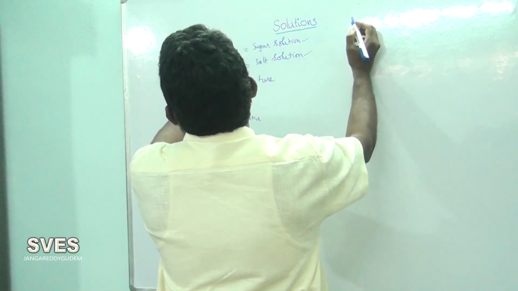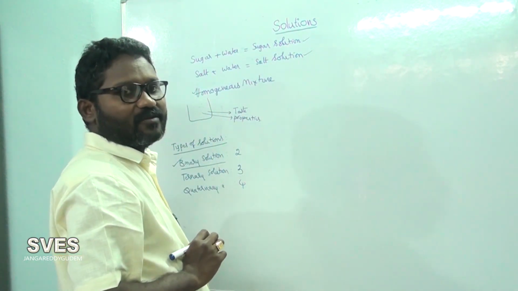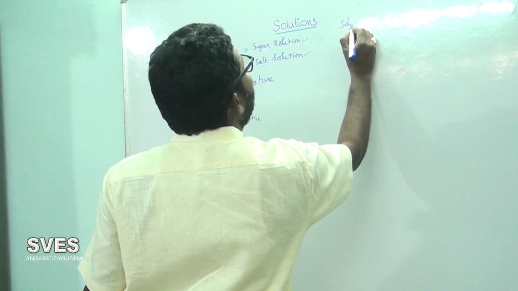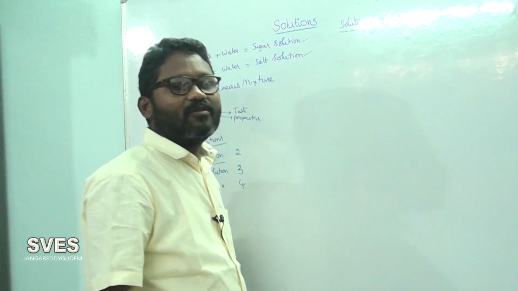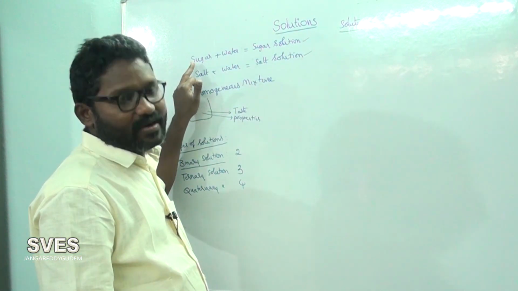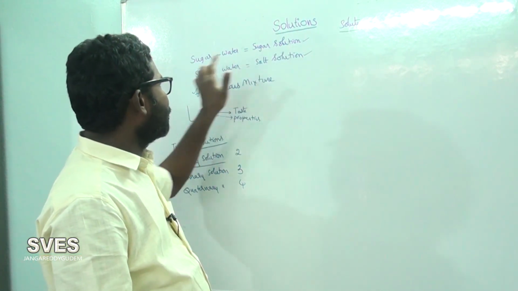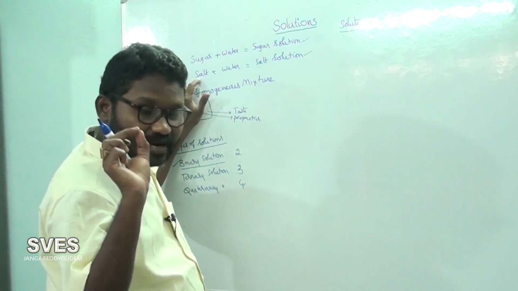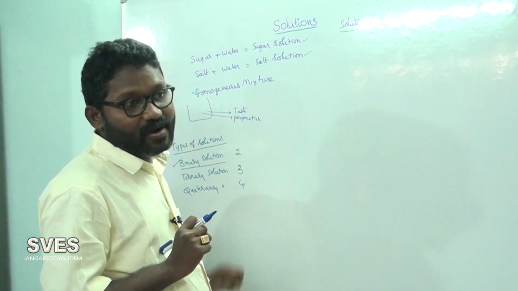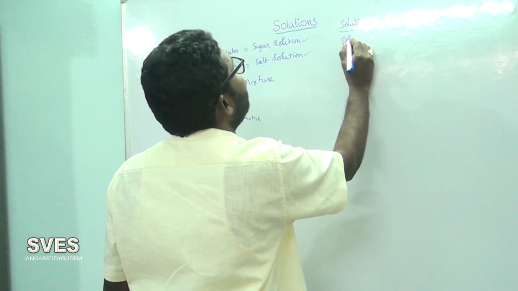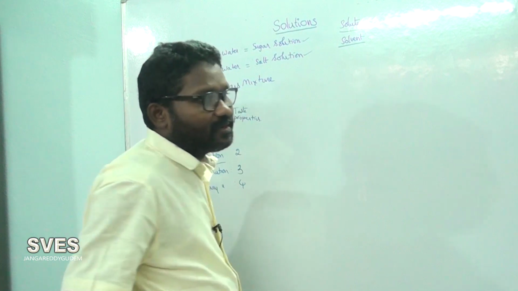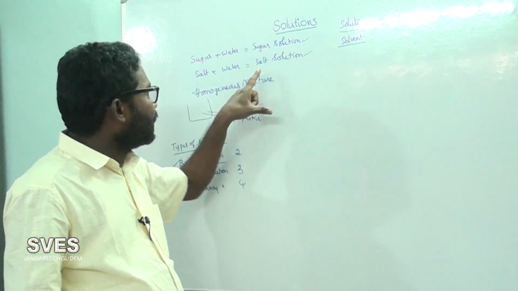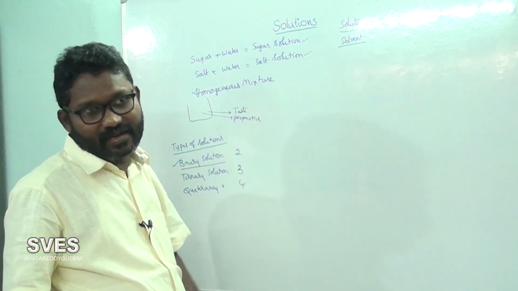In a binary solution, like sugar solution, salt solution, a component with less quantity is called solute. What is a solute? A component with less quantity. For example, in sugar solution, sugar is generally taken in small quantity. In salt solution, salt is generally taken in a small quantity. A substance with a large quantity is called a solvent. In sugar solution, water is a solvent. In salt solution, water is the solvent.